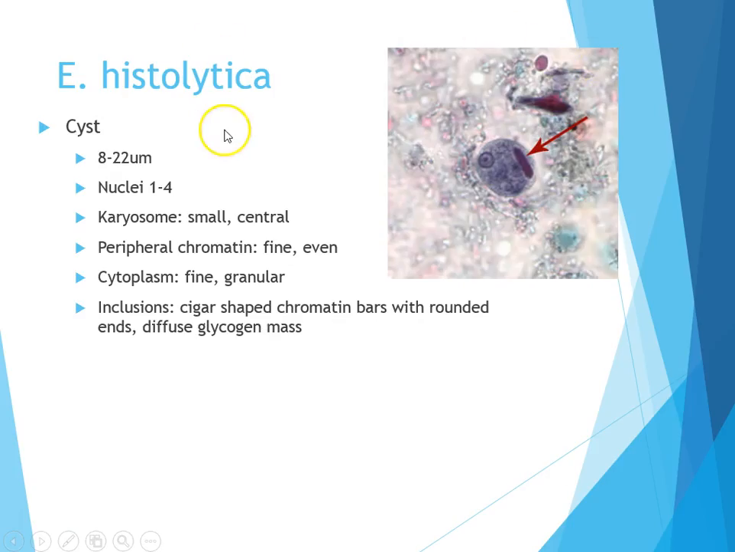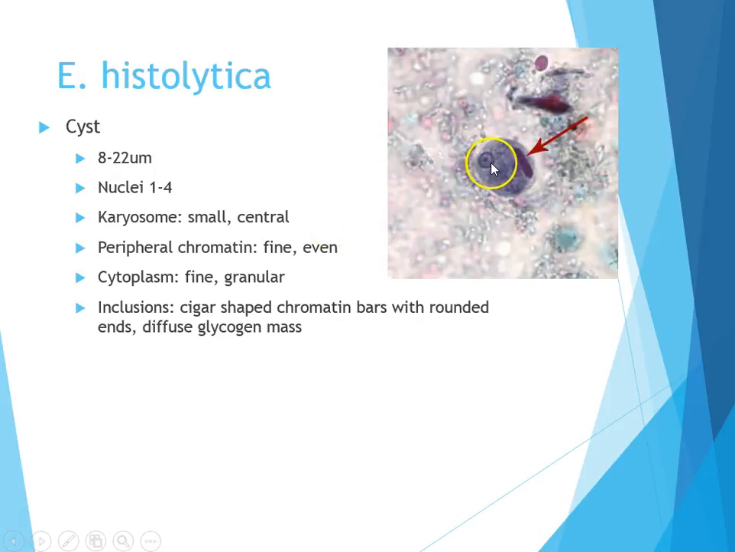This is the cyst. It's 8 to 22. It can have 1 to 4 nuclei. So when you're looking at them under the microscope, sometimes you have to focus up and down a little bit to see all of the nuclei. You may be in one plane and you can see this one, and then you move the fine adjustment knob and there may be one over here. So be careful. Focus up and down.